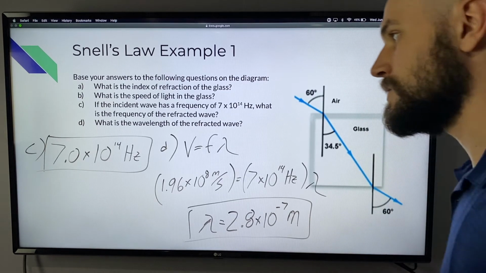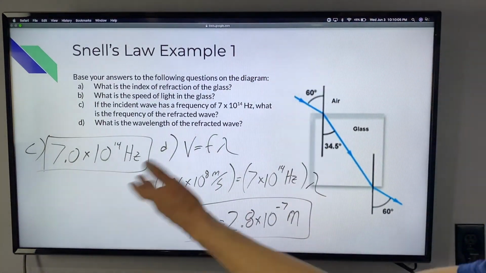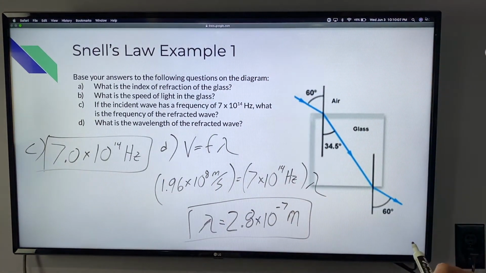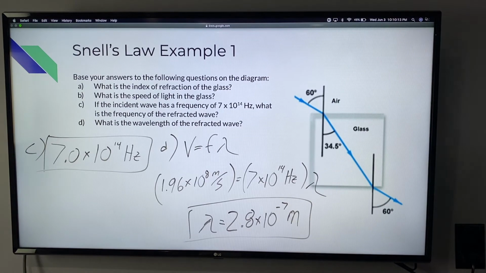We use Snell's law, we use the definition of index of refraction to figure out speed, and then we used an old school equation to figure out wavelength. All right. I hope everyone's doing okay so far. I'm going to erase.